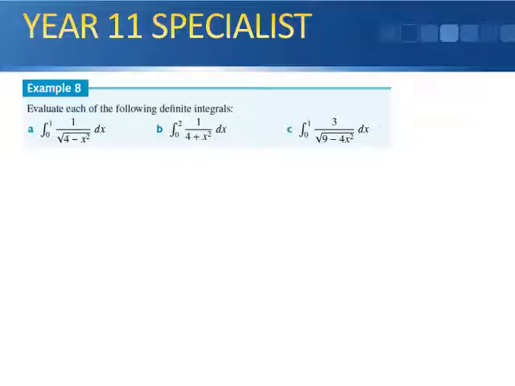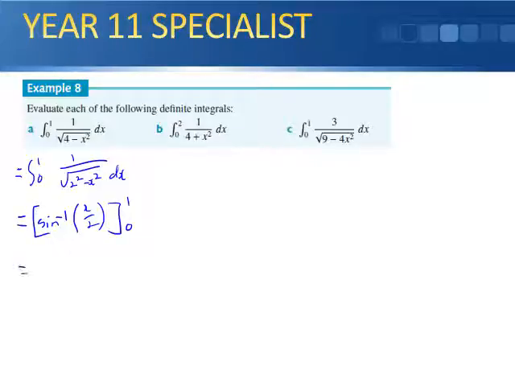Example 8, evaluate each of the following definite integrals. So now we know the integral between 0 and 1 of this one here. Again, let me just rewrite this. So this becomes the integral between 0 and 1 of 1 divided by the square root of 2 squared minus x squared dx. So that is inverse sine of x divided by 2. And we'll have to work that out between 0 and 1. So this becomes inverse sine of a half minus inverse sine of 0, which is just pi on 6.